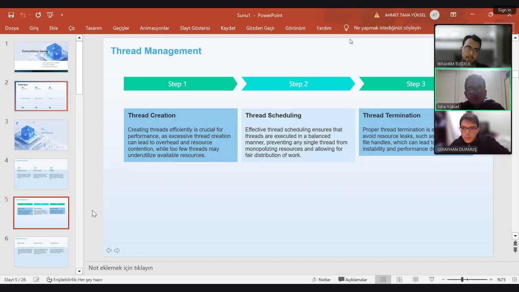And step 2 is thread scheduling. Effective thread scheduling ensures that threads are executed in a balanced manner, preventing any single thread from monopolizing resources and allowing for fair distribution of work. And last one is thread termination. Proper thread termination is essential to avoid resource leaks, such as memory and file handles, which can lead to system instability and performance degradation.